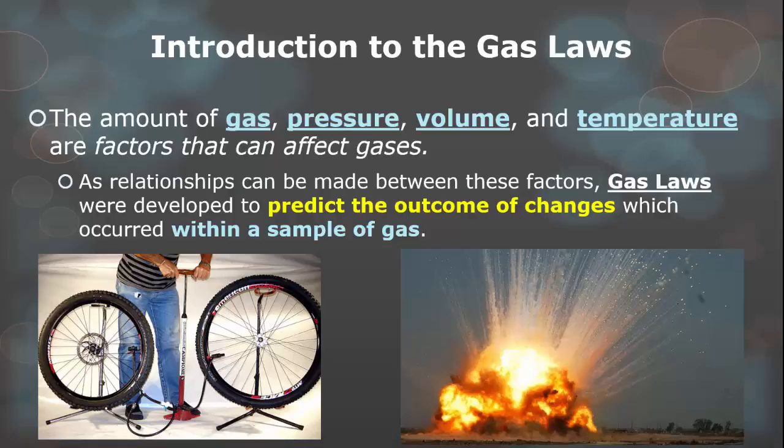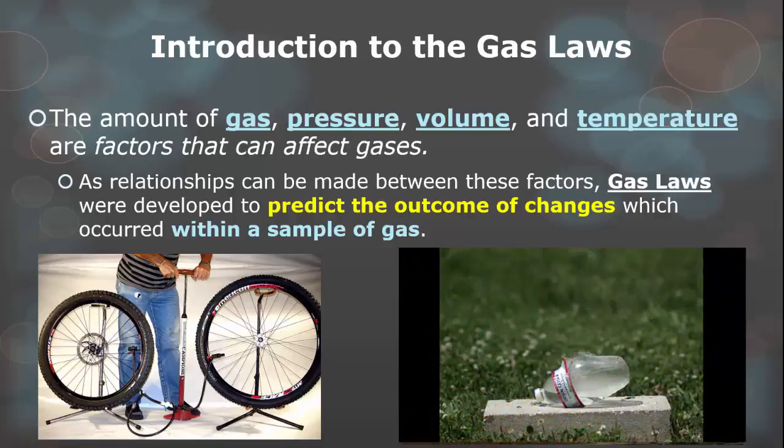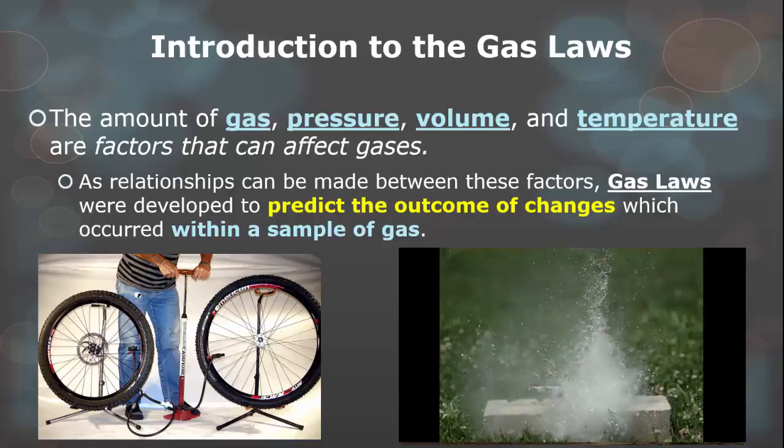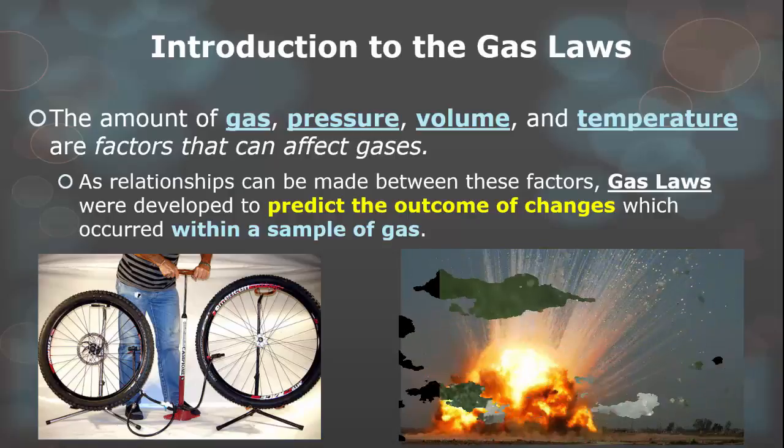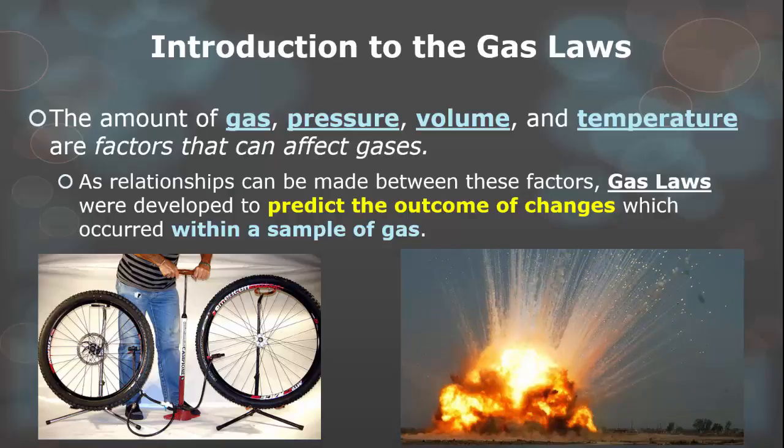For example, if you ever pumped up a bike tire, you're adding gas. As you add the gas in, the volume of the tire should increase, which is what you want. You don't want to be riding around on a flat tire. As you increase the volume by adding more gases, those gases are going to be ramming into each other, and as they do that, it makes it more pressurized. As you continuously add more gas into your bike pump, you do run the risk of blowing it up, which means you'd have a sudden, sharp increase in temperature.